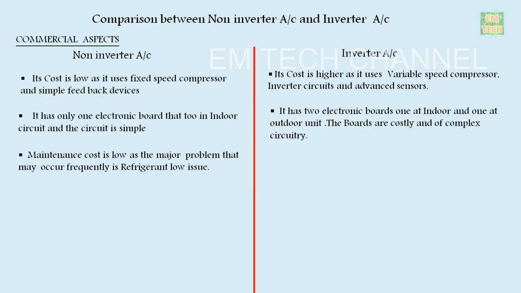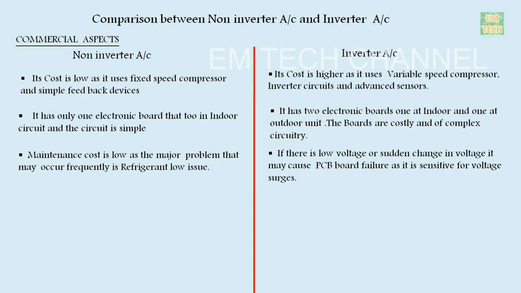In a non-inverter AC, maintenance cost is low as the major problem one could face is a low refrigerant or no refrigerant issue. But in case of an inverter AC, apart from this, if there is a low voltage or sudden change in voltage, it may cause PCB board failure as it is sensitive to voltage surges.